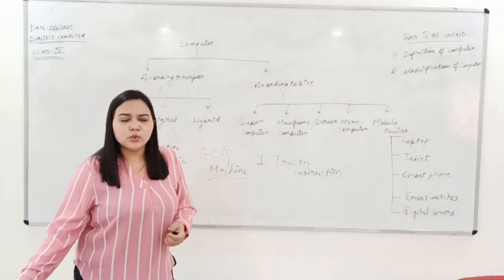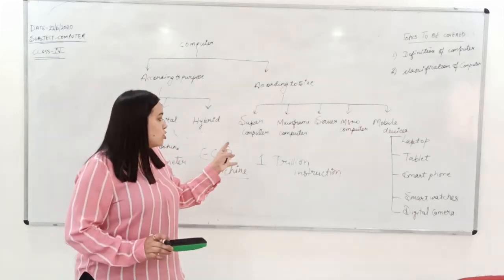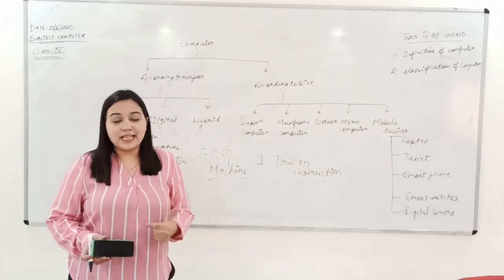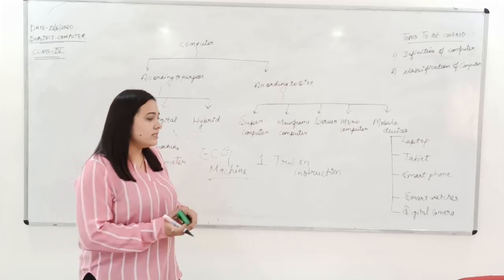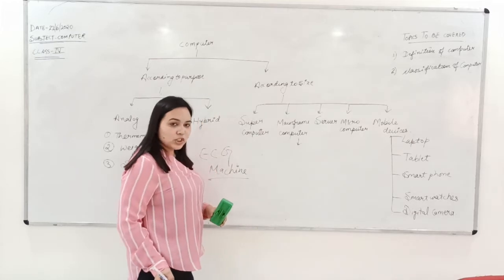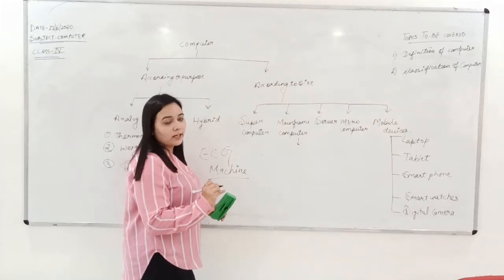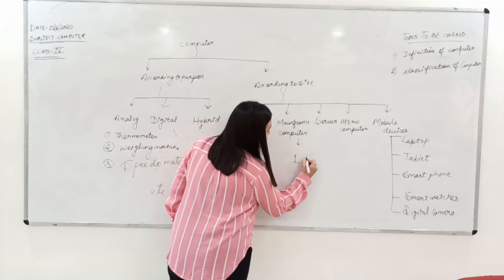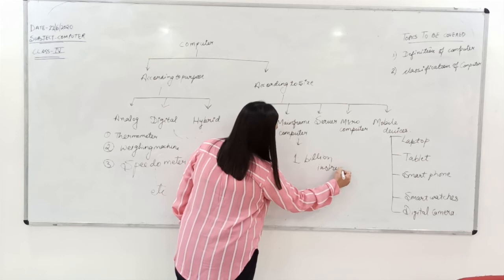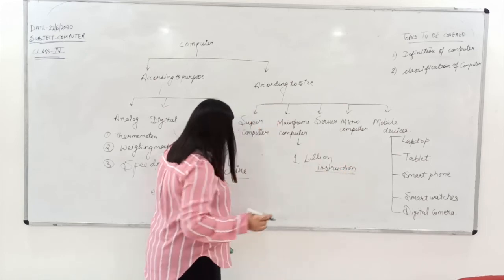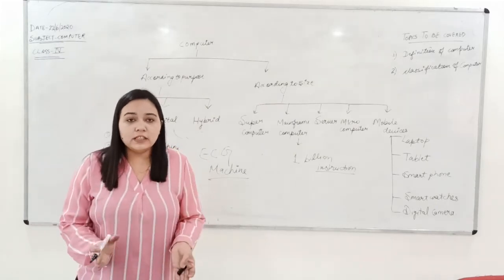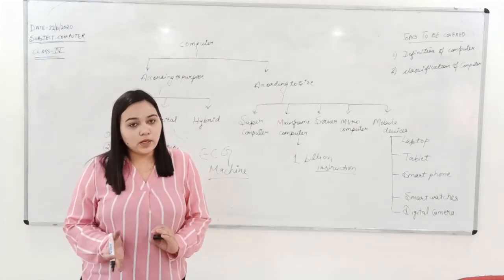A mainframe computer is as good as a supercomputer, but the only difference is that the instructions it can take per second are a little less than what a supercomputer can. In this case, the number of instructions that can be processed by a mainframe computer is 1 billion instructions per second, which is a little less than what a supercomputer can do. And the size of a mainframe computer is also comparatively smaller than the supercomputers.